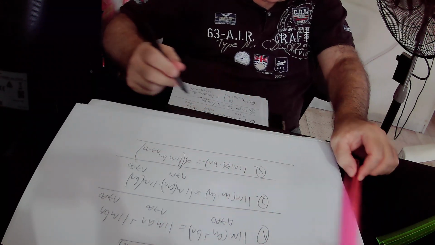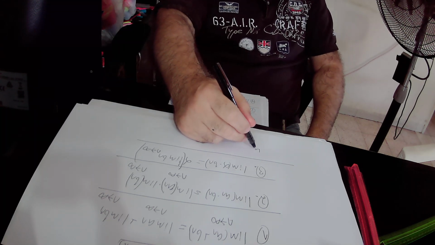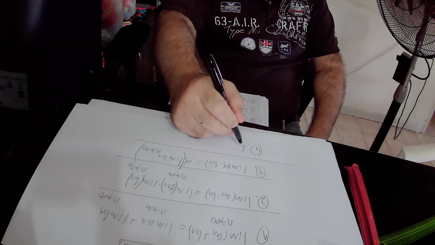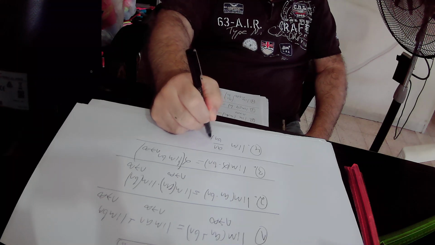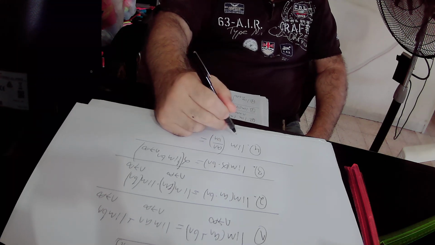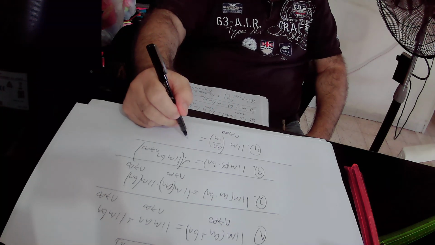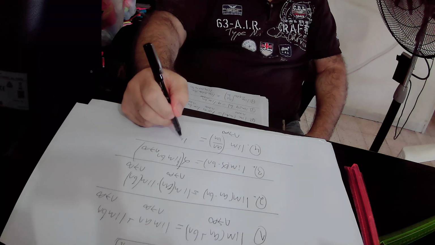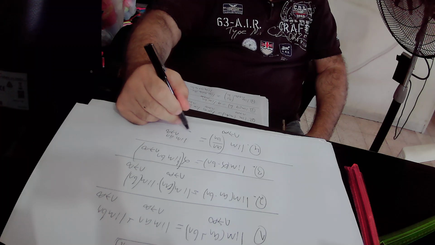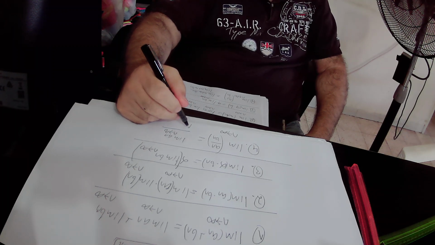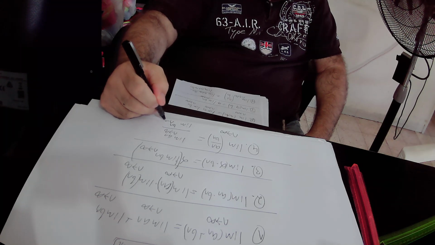And finally, we have rule number 4, that the limit of An over Bn when n tends to infinity equals the limit of An when n tends to infinity over the limit of Bn when n tends to infinity.